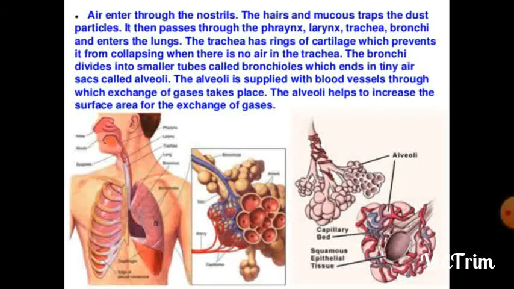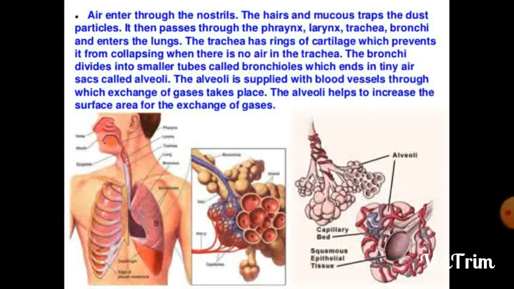The air enters into our nostrils. The hair and the mucus present in the nasal cavity trap the dust particles. That's why breathing through the nose is more beneficial than breathing through the mouth, because in the mouth there are no hairs and mucus which can trap the dust particles. Then the nasal cavity leads into the pharynx, then into the larynx. Larynx is known as the voice box of humans. It helps in producing sounds with the help of vocal cords.